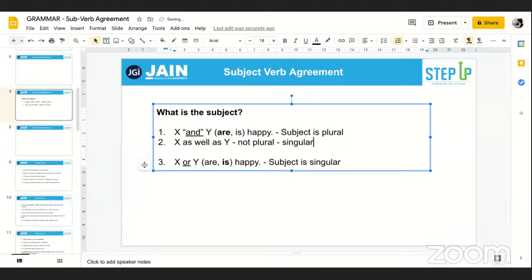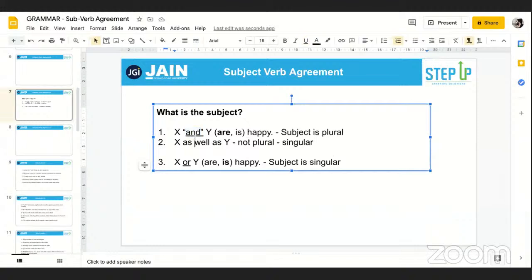This is singular. Only for "and" do you use plural. You can also combine it: X as well as Y is also a plural? No, it's not. How, sir? That's what I'm telling you. No, that's the rule here.